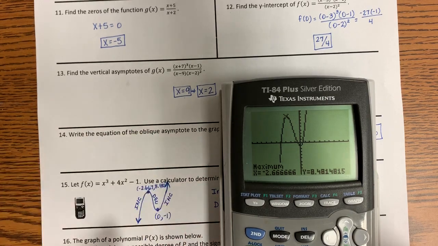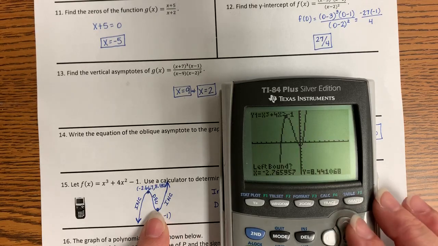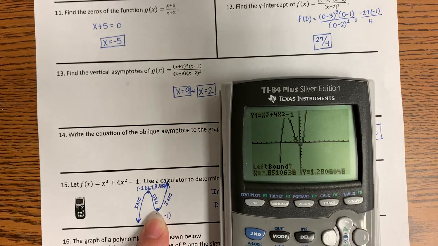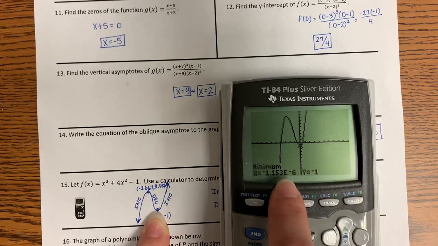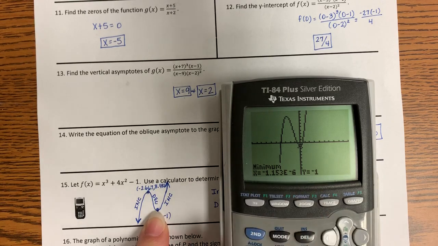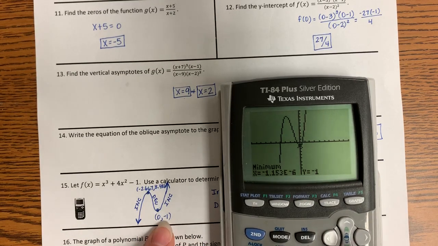Now I need to find out this minimum. So I'm going to second trace number 3 this time. This is my minimum. I want to be to the left of it, and then I want to come around to the other side and be to the right of it. I'm pressing enter and then enter again, and it's blinking on the bottom. This is actually 0. I know it looks really crazy, like 0.000015, whatever. That's just 0. So we're going to call that the point (0, -1).